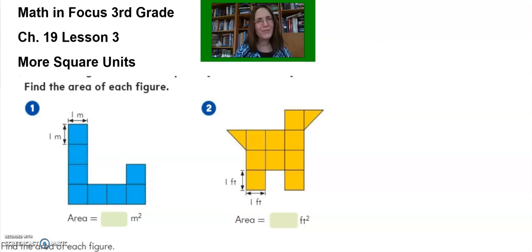I'm not 100% sure why they included this lesson. It's a lot like Lesson 2, but I think they wanted to show you that it doesn't matter what linear measurement you're using. You can change that into square units, whether it's a tiny square centimeter or a square foot or even a square meter that I can't even show you from here.